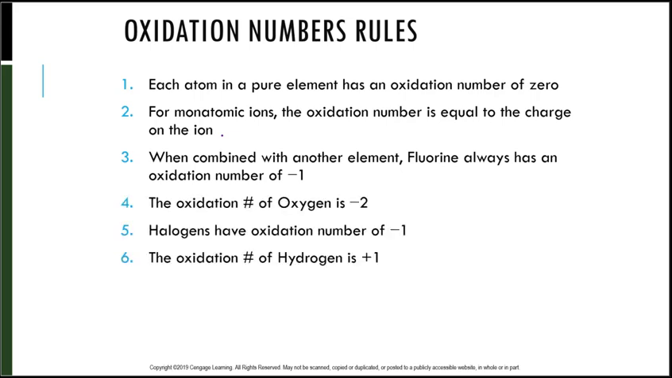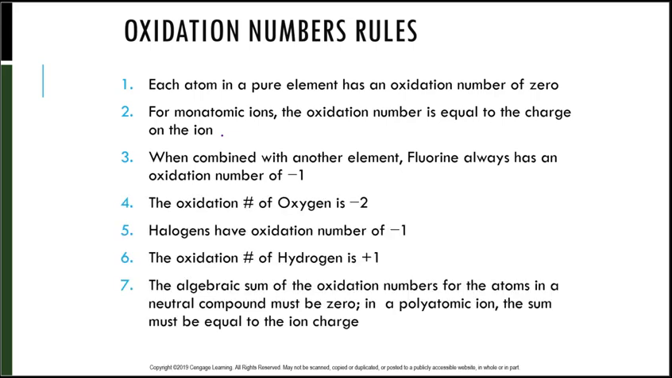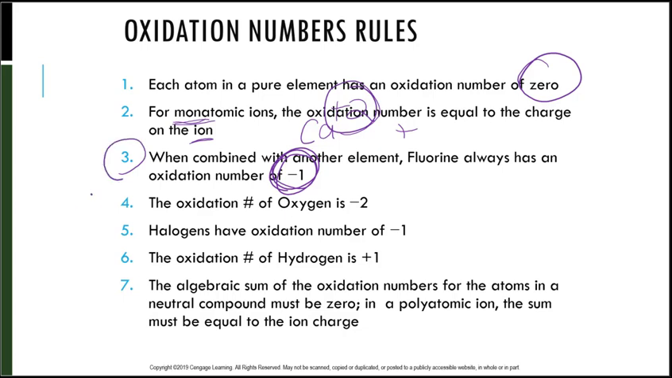So like they said, there are some rules. Number 1, each atom in a pure element has an oxidation number of 0. For monatomic ions, like Li+, the oxidation number is equal to the charge of that ion. Or if I said Ca 2+, the oxidation number is that charge for monatomic ions. When combined with other elements, fluorine is always -1. And I actually don't know why we have a special rule for number 3 and for number 5, because fluorine is a halogen. So pretty much all halogens are always -1.